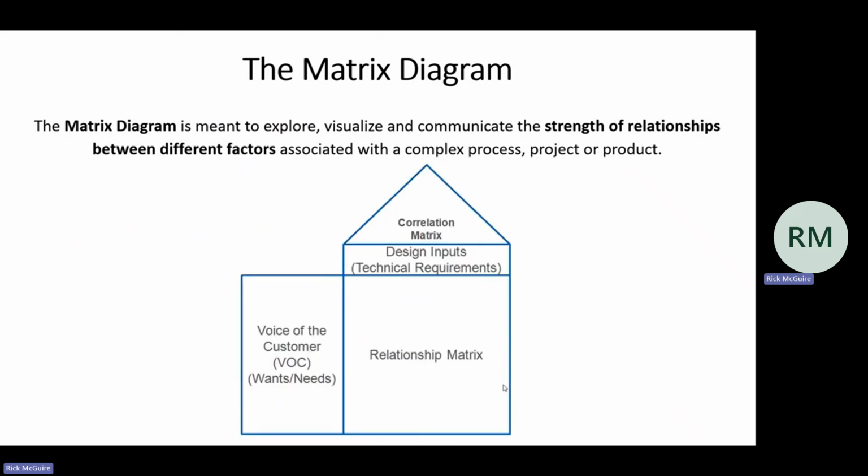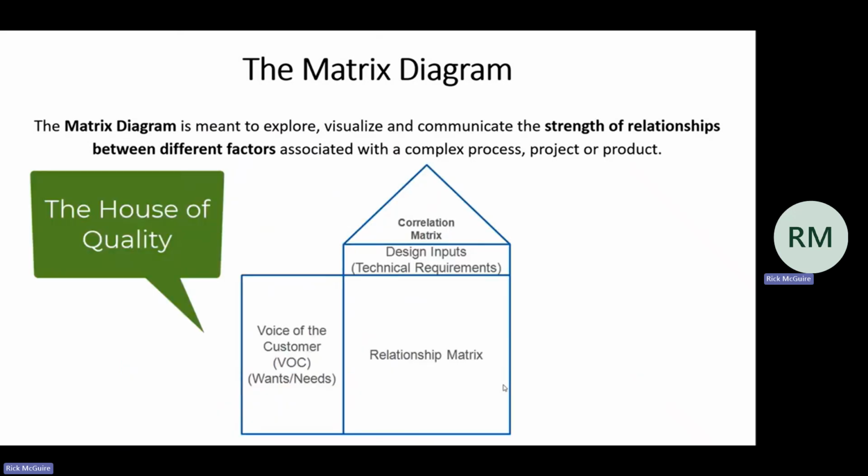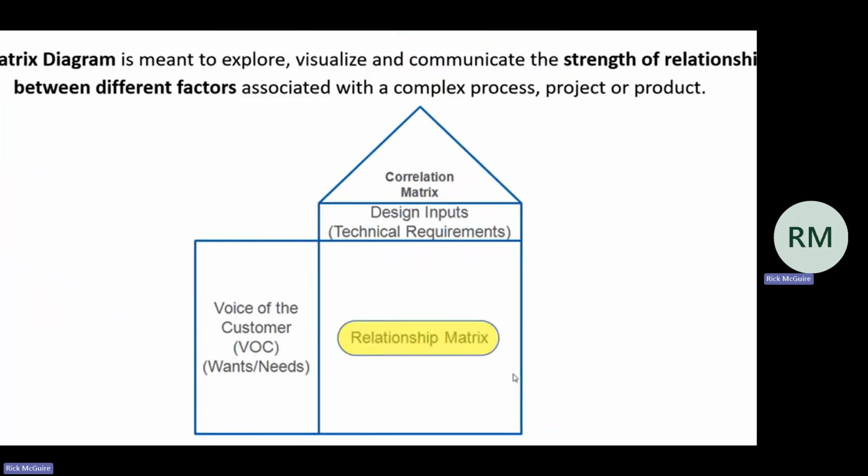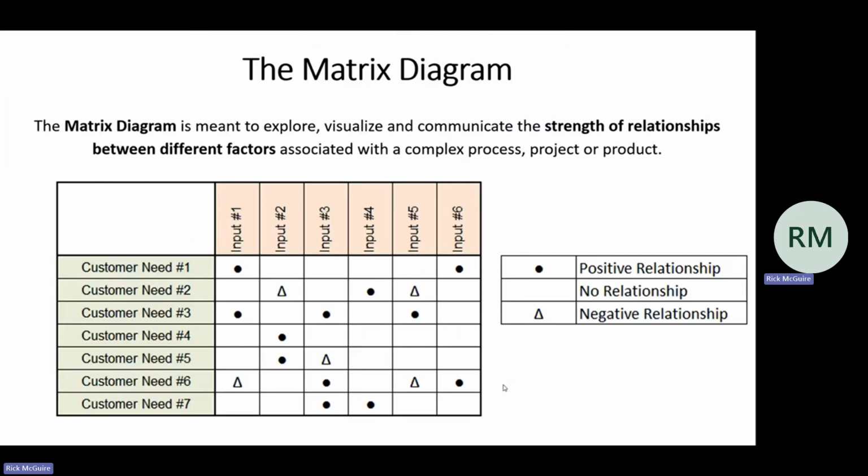By the way, one of the most common matrix diagrams in quality is the house of quality. So this is kind of what it looks like. But if we zoom in here on the relationship matrix, that is a matrix diagram. And generally where we start is with understanding the relationships between customer needs, you can see those here on the left, and our design inputs. The reason this is so valuable is because oftentimes some of our design inputs or some of our customer needs have a negative relationship with each other.